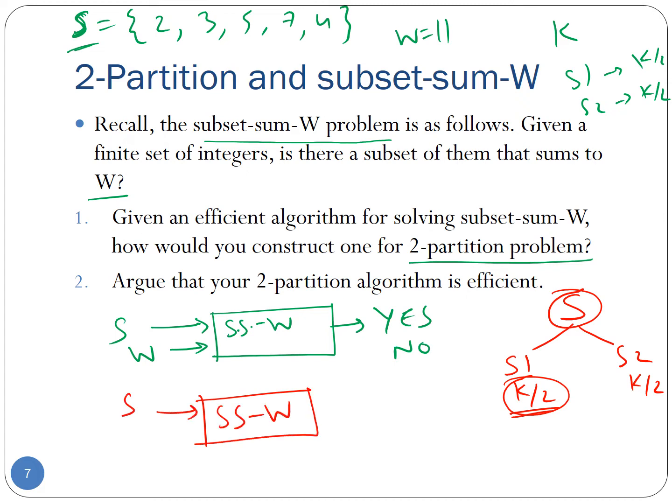You feed in the input set S and ask this algorithm whether there is any subset that adds up to half of the summation of i equal to 1 to n, right? So this is basically the sum of all the elements in this set S. So whether there is any subset inside this set S that adds up to half of the sum of all the elements in S. If the answer is yes, then it means the input set can be partitioned into two subsets satisfying this condition. Otherwise, no.